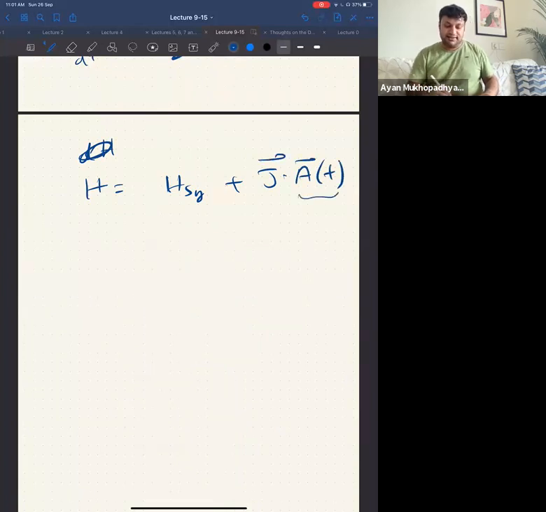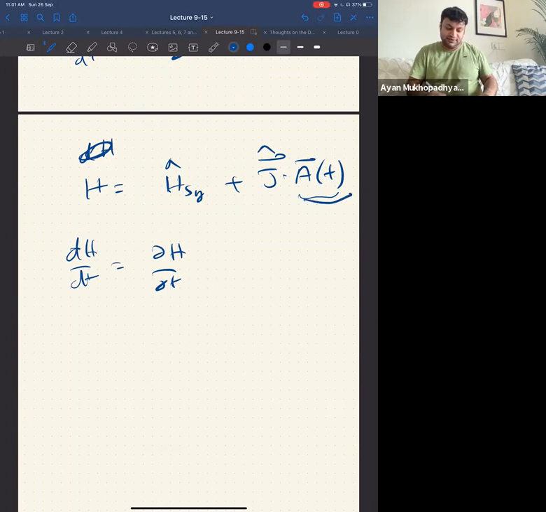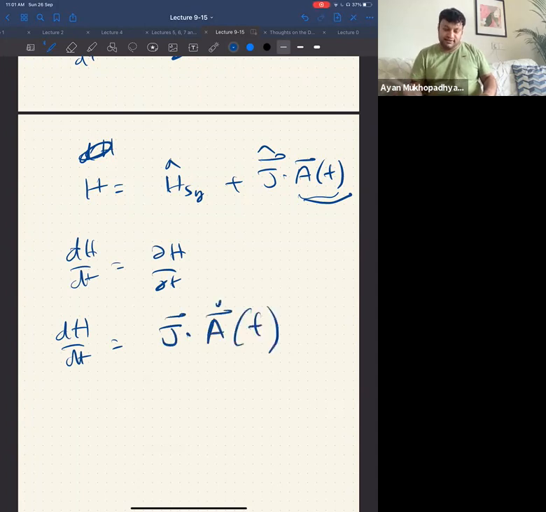Now dH/dt has to be equal to partial H partial t. You see all of these are operators, but this is an external field, right? So dH/dt is nothing but J dot A dot(t), and A dot(t) is nothing but the electric field in whatever gauge I'm using. So this is minus J dot E.